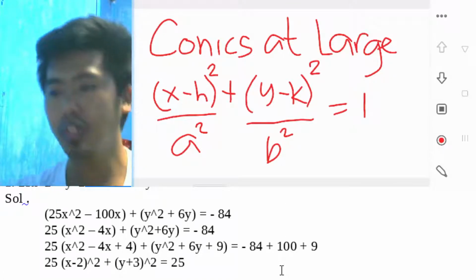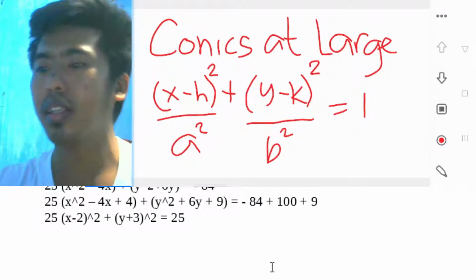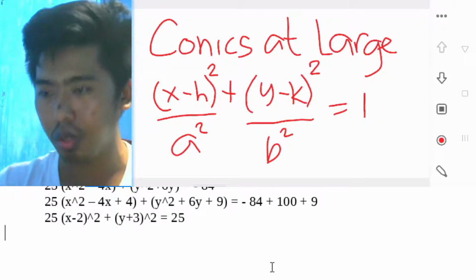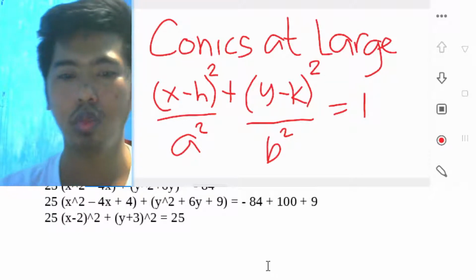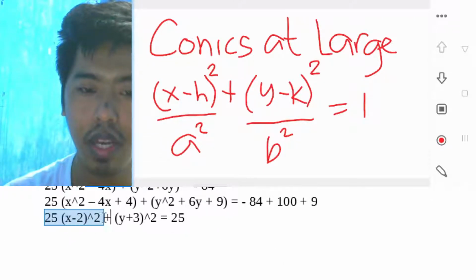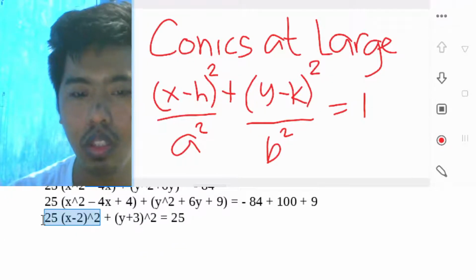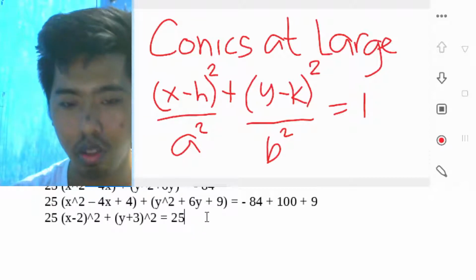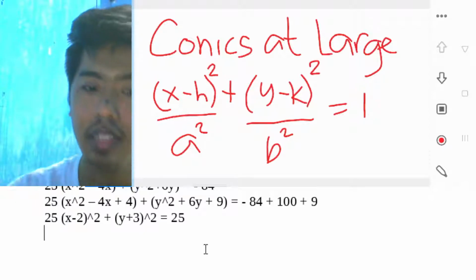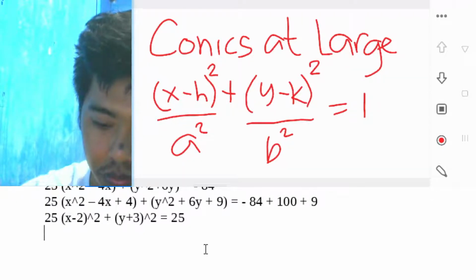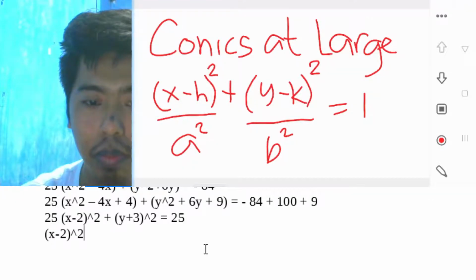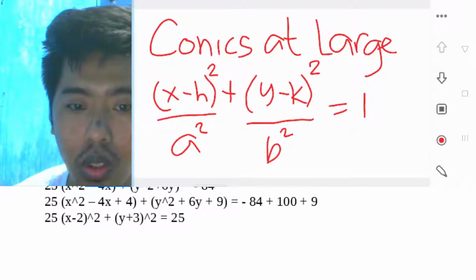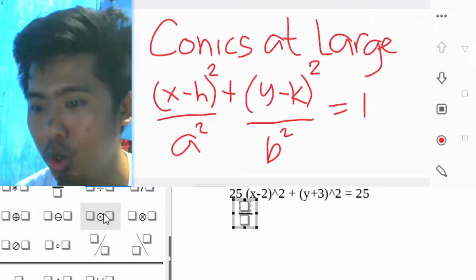25. Next, since in the original formula, as you can see, the constant on the right side should be equal to 1, therefore we're going to divide both sides, or each of the terms, by 25 so that our constant would become 1. Right? So just imagine this should be divided by 25, this should be divided by 25, and this should be divided by 25. So we can cancel out 25 in the first term, right? So we just have x minus 2 that being powered by 2 plus, let me put it in equation form so that you will be able to see the big picture on this one.